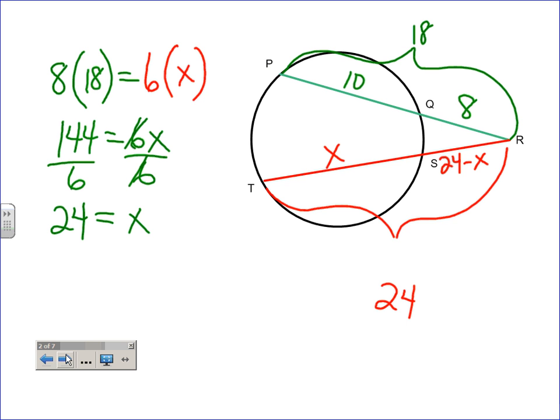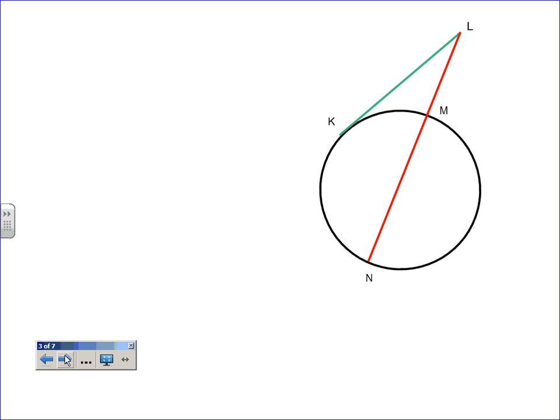If they hit inside, just take the two little pieces that are made for each one and multiply. If they hit outside, you're supposed to take the piece that's actually outside the circle times the whole thing of that segment. Okay? So they hit each other where? Outside. I truly believe this to be the same thing. At least that's how I look at it.